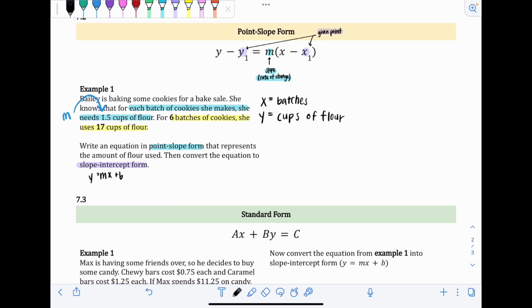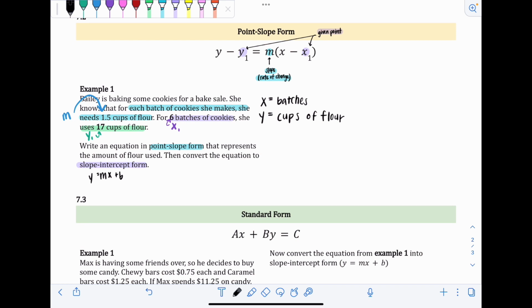So what that means for our problem is that it helps us decide what is going to be the x1 and what's going to be the y1. It says that for 6 batches of cookies, she uses 17 cups of flour. We said that x represents the batches of cookies, so x1 is going to be 6 for the 6 batches of cookies, and then y1 is going to be the 17 cups of flour that she uses for those 6 batches of cookies. It's a lot, but we have all the information we need now.